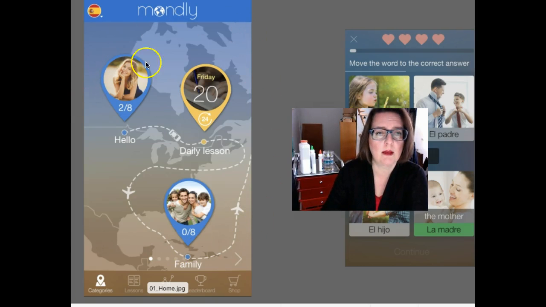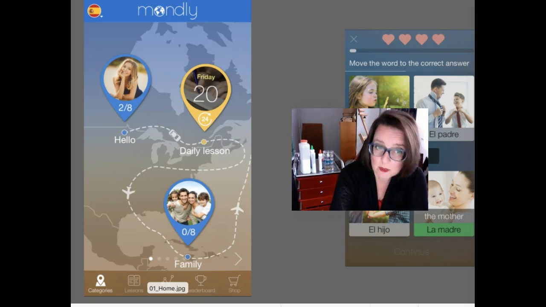This is what Mondly looks like when you use it. Mondly is available for use on mobile devices as well as desktop or laptop computers, and it's totally seamless. When you move from one to the other, you can do your lesson today on one, go to your lesson tomorrow on another, and it's going to pick up right where you left off. There are free daily lessons and free weekly quizzes, which is really awesome.